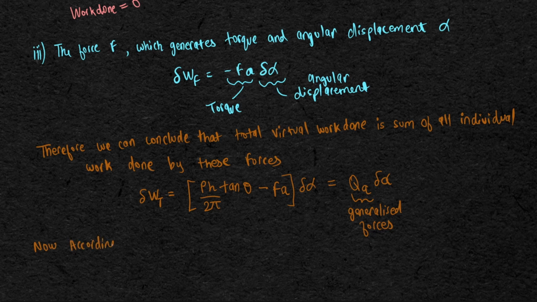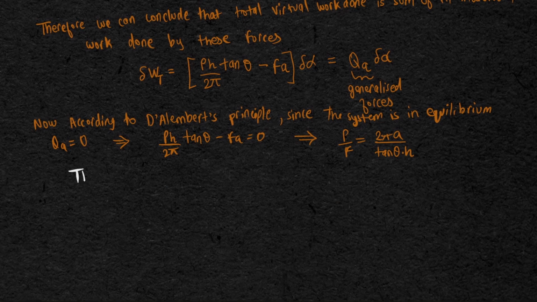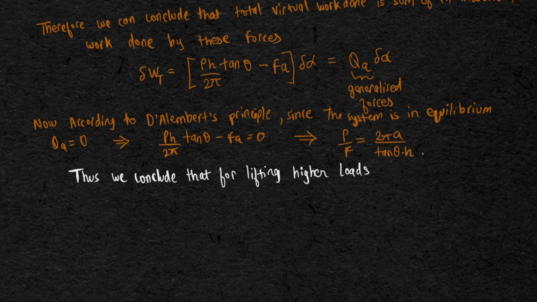Now according to D'Alembert's principle, the overall system is in equilibrium. The generalized force has to be equal to 0, which then implies that P h over 2 pi tan theta minus Fa equals 0, which implies P over F equals 2 pi a over (h tan theta). Thus, we conclude that for lifting higher loads, either the crank arm has to be larger or the step size h has to be smaller, which implies if P is greater, then either a has to be greater or h has to be smaller.